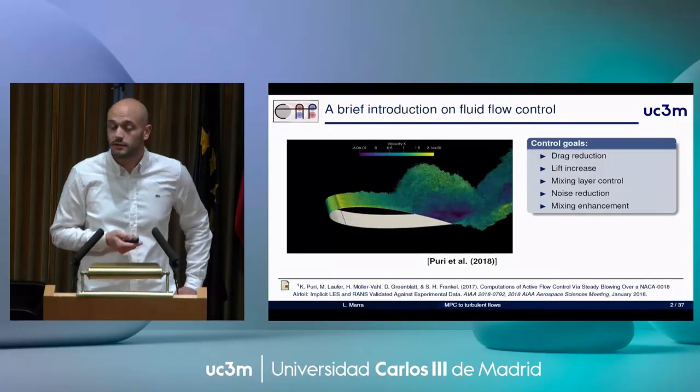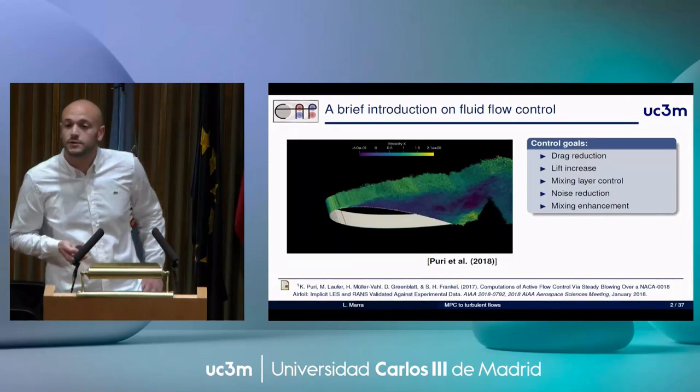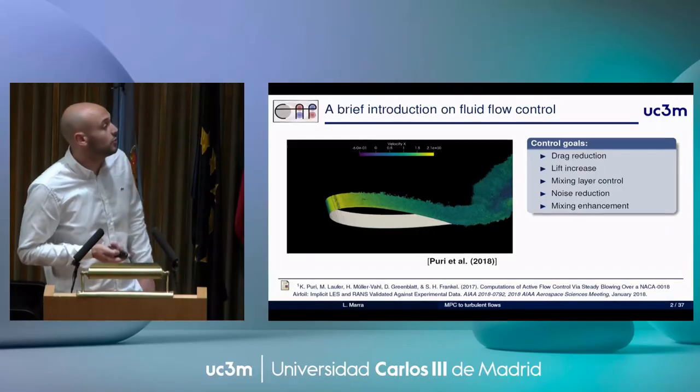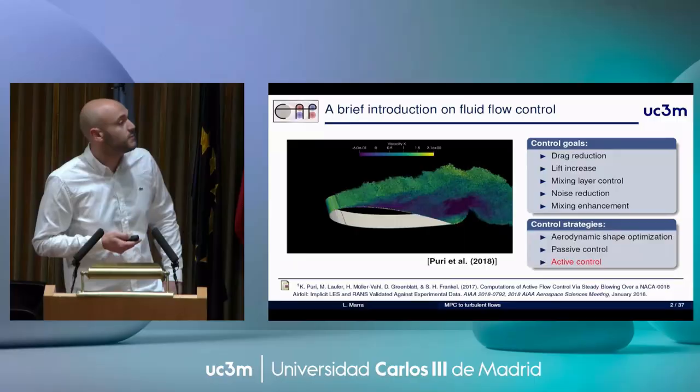Of course, flow control can be used for more targets, like a list of them represented in the slide. Just to name one of them, it's drag reduction. It's really important, for example, for the reduction of pollutant dispersion. But flow control can be used for different aims, but also in many different strategies.